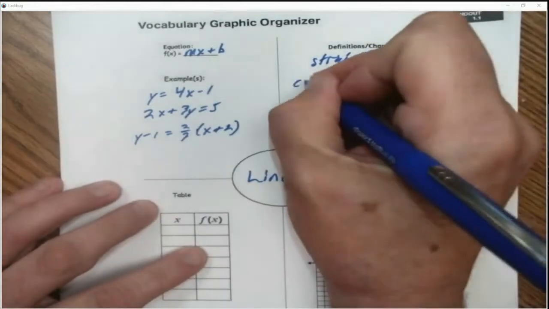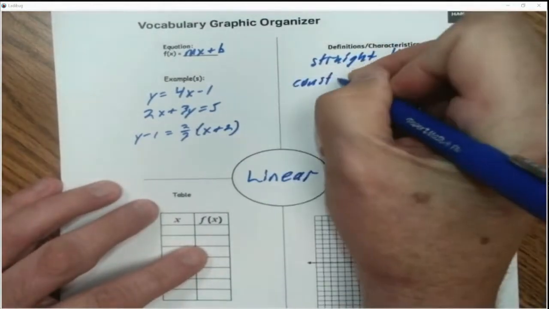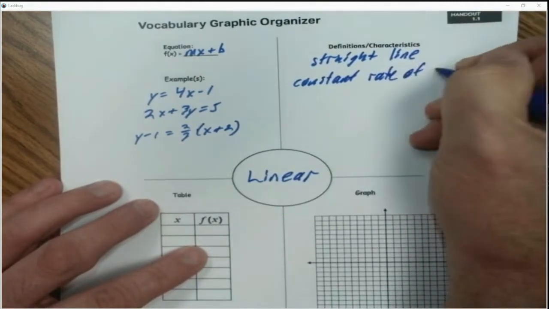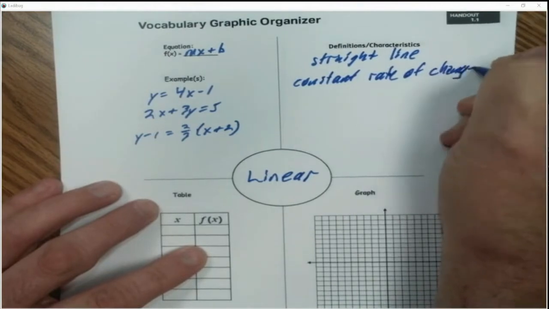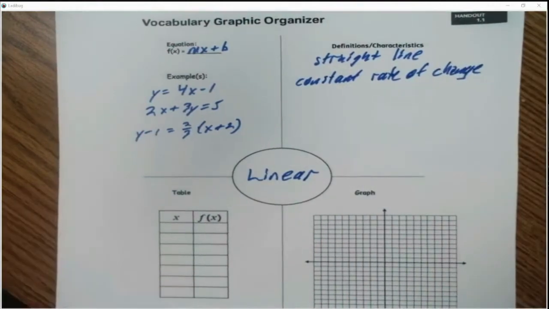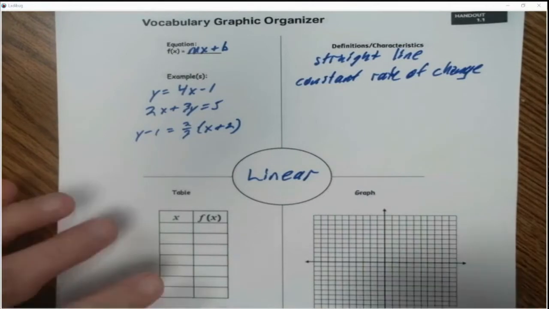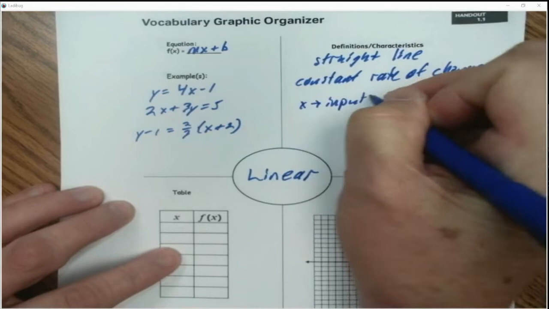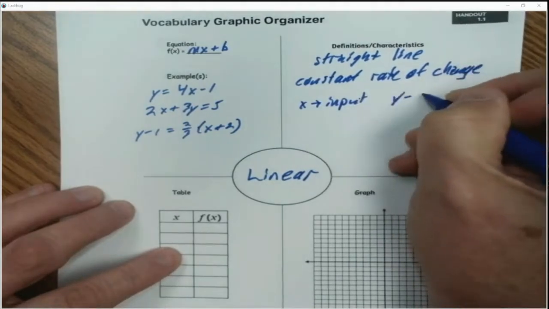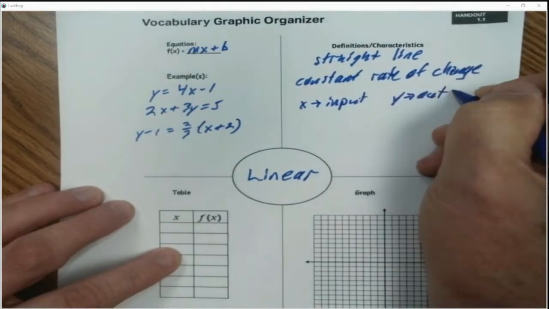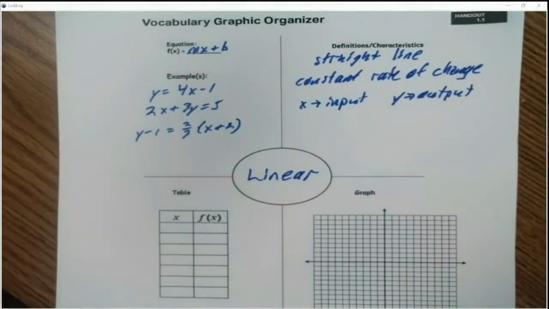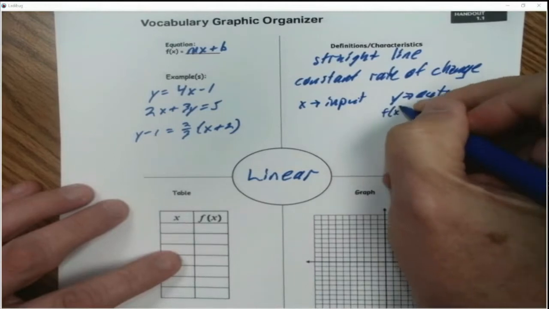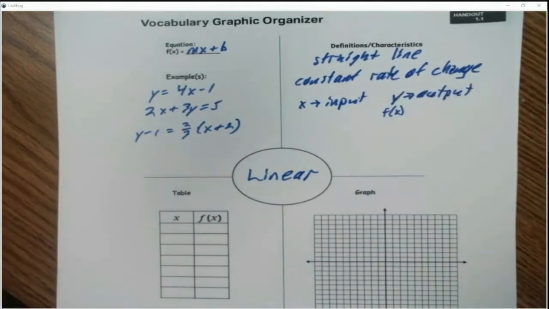Yes, constant rate of change. It's a straight line when we graph it. X is our input, right? We input an X, and the Y is the output, right? And the Y, same thing as f of x, right? We can call it Y or we can call it f of x. All right, wonderful.